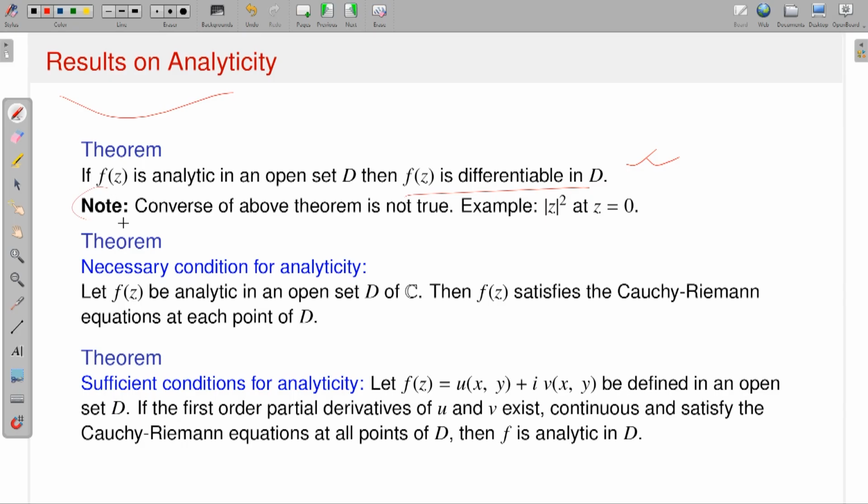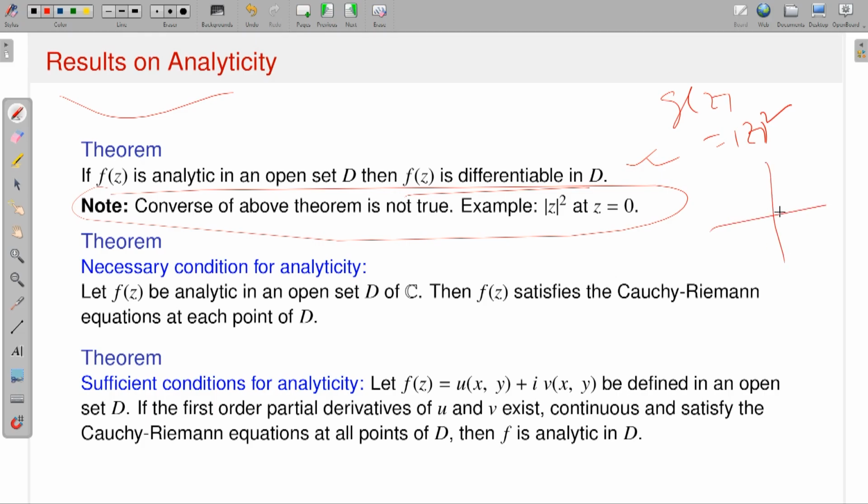But see, there is a note, and this is very important. It says that the converse of the above theorem is not true. That means analyticity implies differentiability, but what about the vice versa? Does differentiability imply analyticity? The answer is no, because of functions like g(z) equal to mod z squared. Even though my function is differentiable at the point 0, it is not analytic at the point 0. This is the origin.